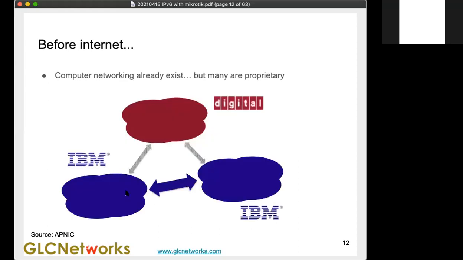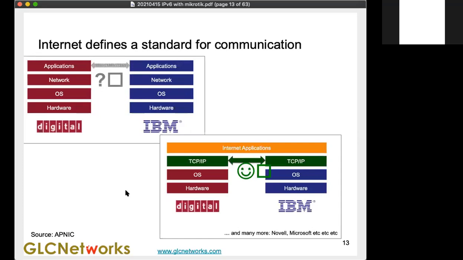Before the internet, as you know, computer networking already existed, but many were proprietary. So IBM can talk to IBM, Digital to Digital, Apple talk to Apple, and things like that. So it makes it difficult to have computer to computer communication. So after that, we defined a standard for communication. As I said, the computer networking is there, but it's proprietary. Only the same vendor can talk to each other. So this is not a good situation.